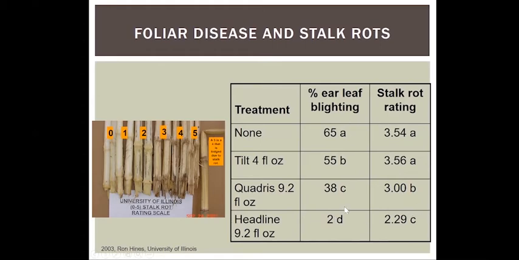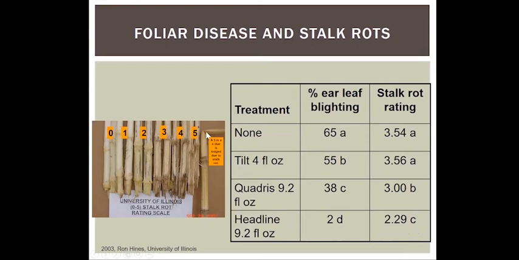And you can see here, this is a significant amount of ear blight. I was talking about 5 to 10% on the ear leaf. He's got 65% on his ear leaf here. And then the reduction, of course, depending on the product here. And you can see this is actually a really nice indicator. When you have severe foliar disease, the application of fungicides for managing those foliar diseases can reduce your amount of stalk rot as well.